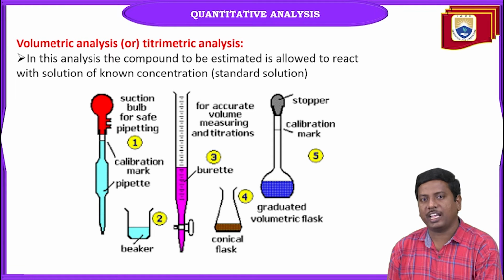That means the entire analysis is mainly based on the volume. Previously the gravimetric analysis was based on the mass. Now the current analysis, volumetric analysis, is based on the volumes. And the method used in the volumetric analysis is nothing but the titrometric method. So that's why this is also called titrometric analysis.